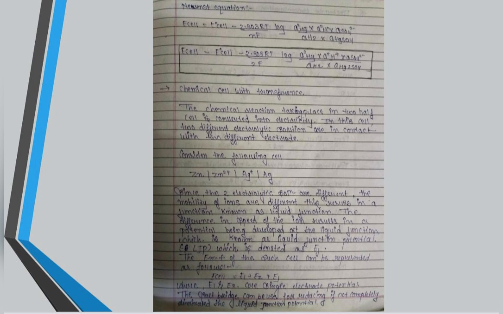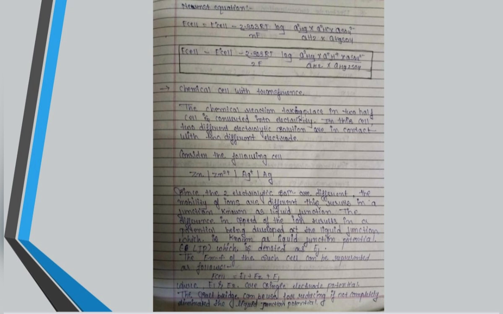Because there's going to be a potential difference, that potential difference which is going to be developed at the liquid junction is called the liquid junction potential, which is abbreviated as LJP and denoted as EJ. The EMF of such a cell can be given as E cell is equal to E1 plus E2 plus EJ, where E1 and E2 are the single electrode potentials. That means we can consider that of a zinc electrode potential as well as a silver electrode potential, and EJ is, of course, as I said, the liquid junction potential.